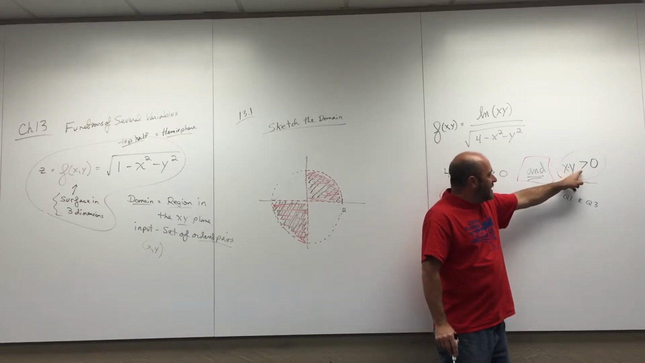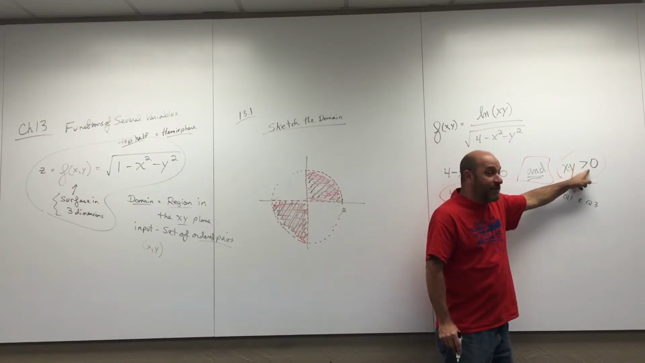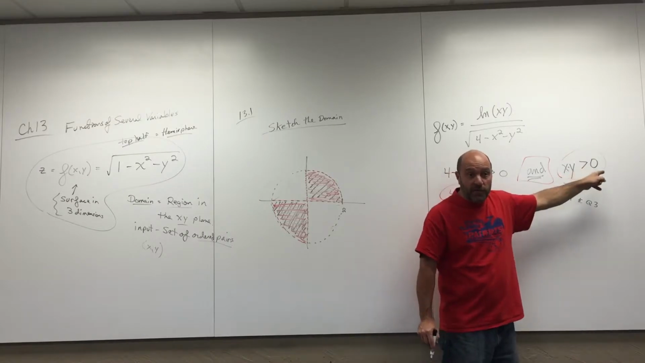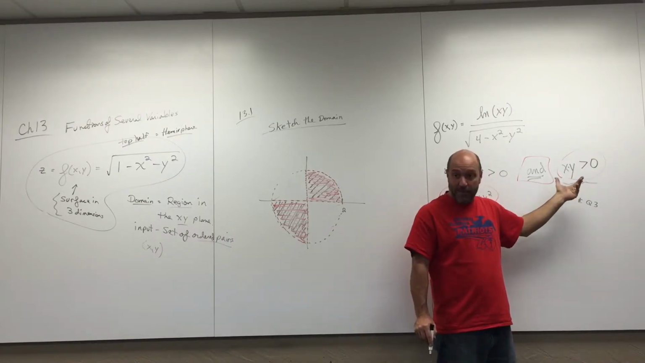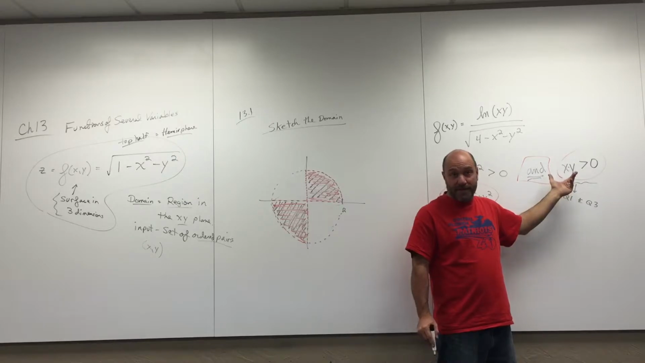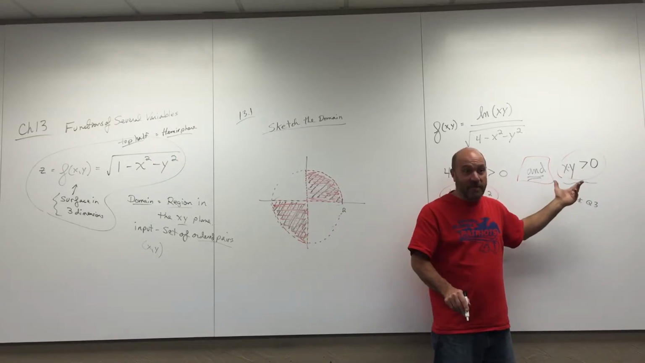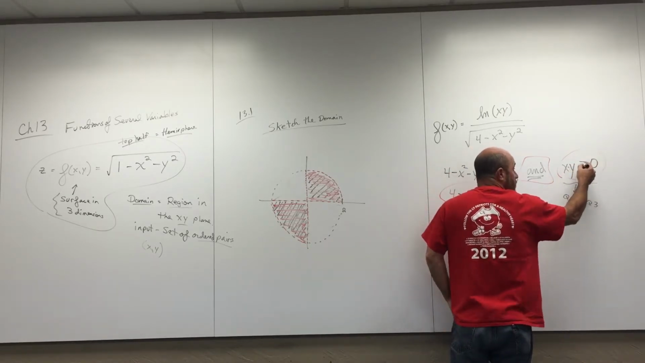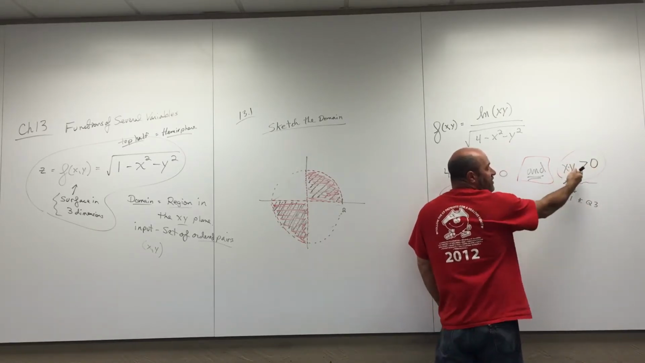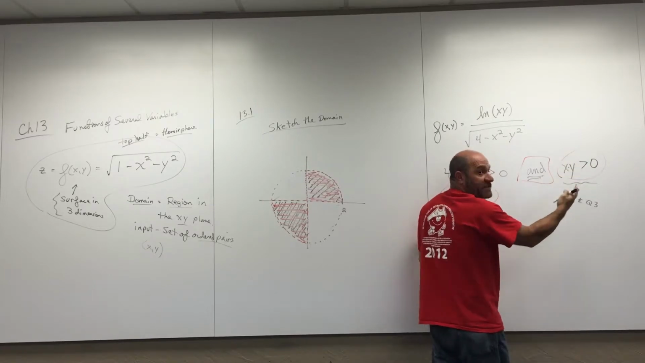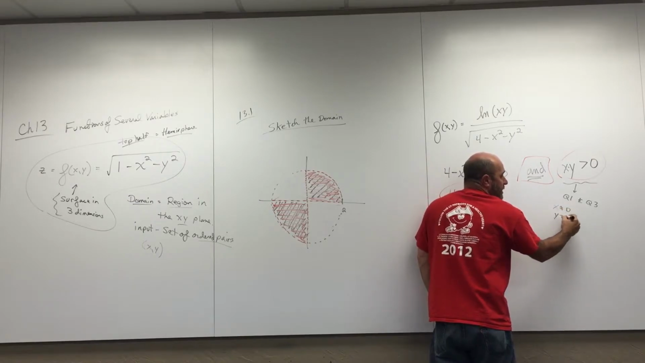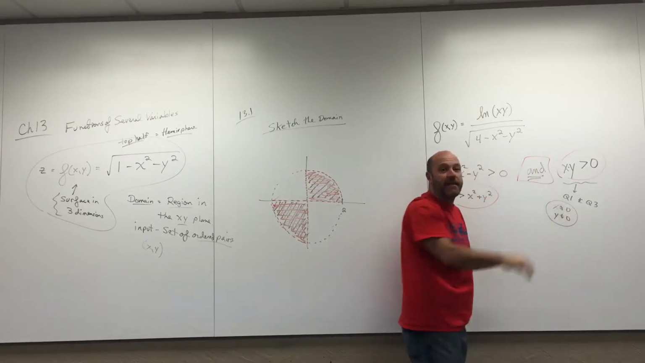This has strictly greater than, and it cannot be equal to 0. Therefore, I can't let x or y be 0, or it would equal 0. So x and y cannot be 0, and that means the x and y axes can't be included. When we said quadrants 1 and 3, that's cool, but the little detail is also that x cannot be 0 and y cannot be 0. That's attached to that.